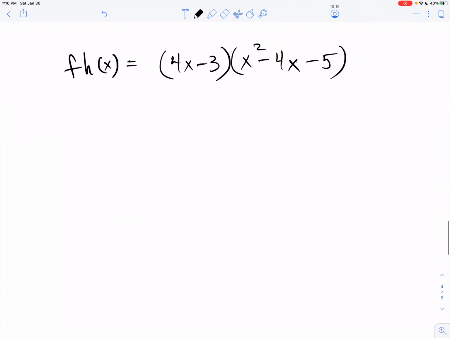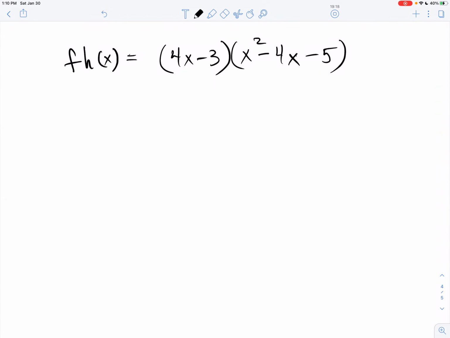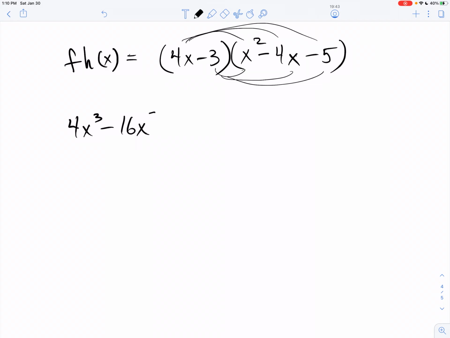Why don't you pause the video right here and see if you can do it, and then hit play, come back, and see if you got it right. Go ahead, pause it. I am assuming you are coming back from a pause. So that's going to get 3. That goes 3, triple distribute. I would get 4x cubed minus 16x squared minus 20x.